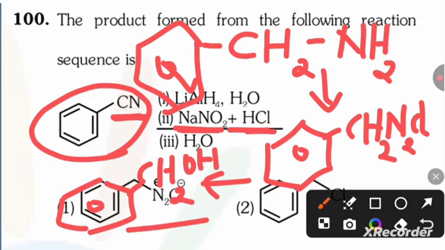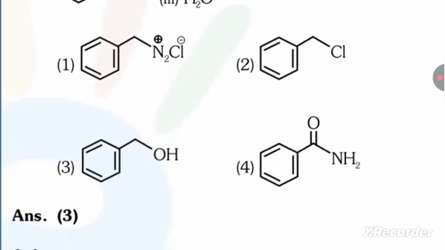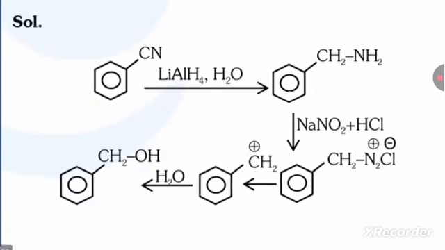Let us find out the answer option. So option 3 is the right answer. As you can see in the reaction, first it undergoes reduction to form a primary amine, then benzyl diazonium salt, followed by hydrolysis to give a primary alcohol.